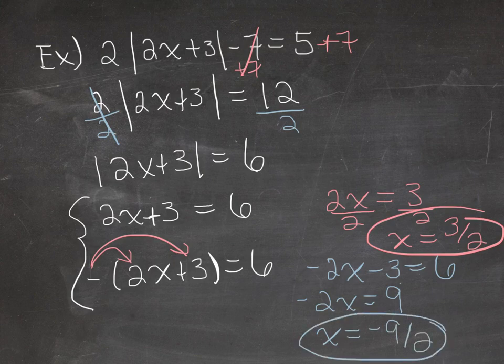Okay, so again, two answers there. I can have x is 3 halves or x is negative 9 halves. And if you wanted to verify that for yourself, you can plug both those answers back in for x into your original equation with absolute value and see that both 3 halves and negative 9 halves will satisfy that.